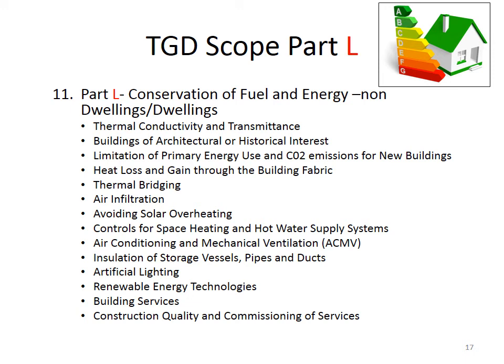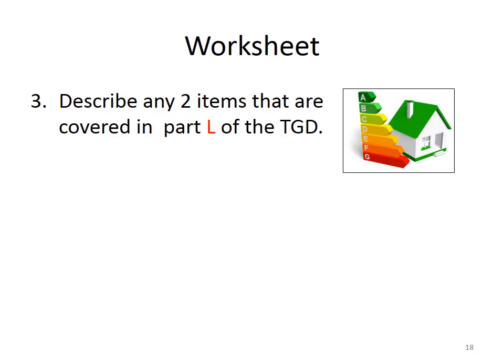Insulation of storage vessels, pipes and ducts, the way all your hot water storage vessels and pipes inside the house should be insulated correctly to avoid losing energy. Artificial lighting, the requirements there. Renewable energy technologies, building services, and also construction quality and commissioning of services. Worksheet then, question 3, describe any two items that are covered in part L of the technical guidance documents.